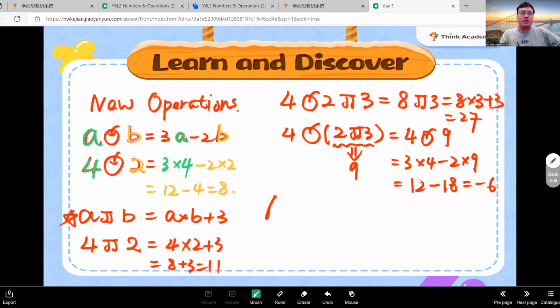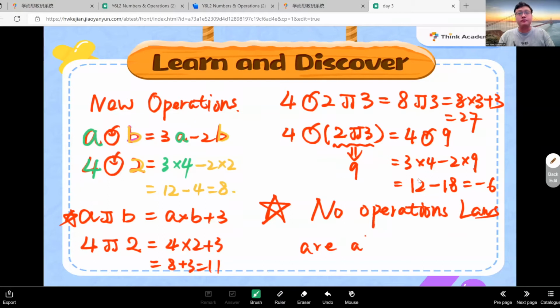So write down the notes here. No operation laws are allowed. Means you cannot use that. Okay? Are we good? No operation laws are allowed in these new operation questions. Make sense?